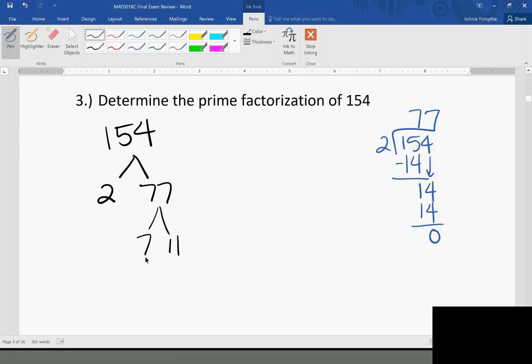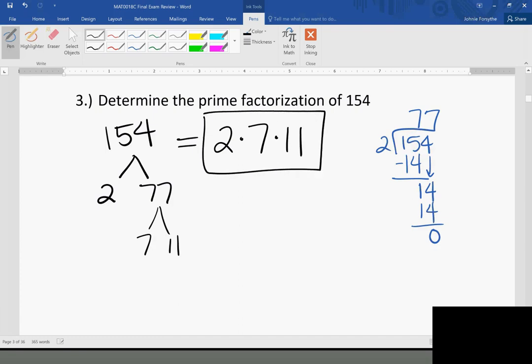So now I have 7. There's no other numbers that can divide into 7 other than 7 and 1. Same as 11. There's no other numbers that can divide into 11 other than 11 and 1. So 2, 7, and 11 are all prime numbers. And so what this tells us is that 2 times 7 times 11 will equal 154. And so this is our prime factorization of 154.